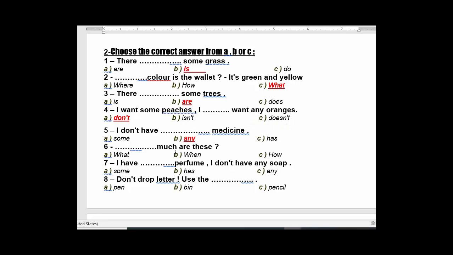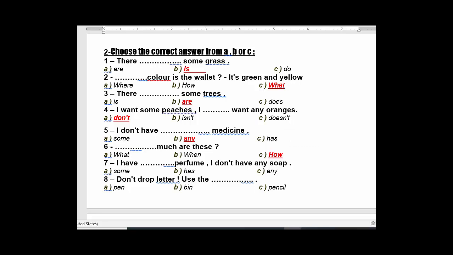Number six, blank much are these? What, when, how. Okay, take your time to be able to answer. Spectacular, yes, it will be how much are these? How much are these?